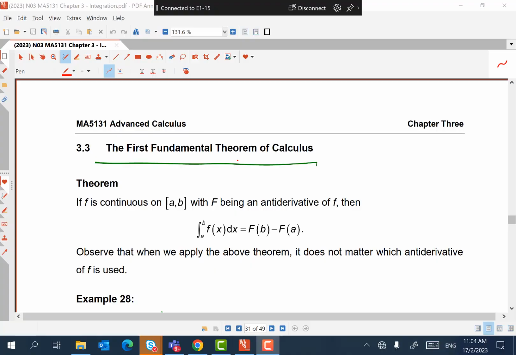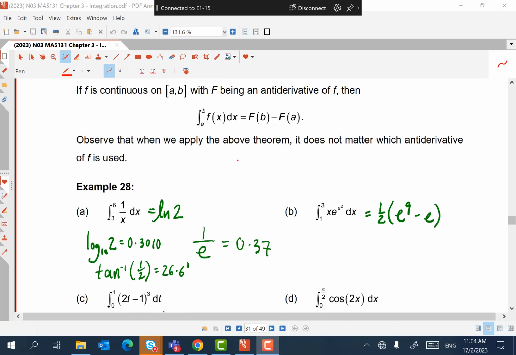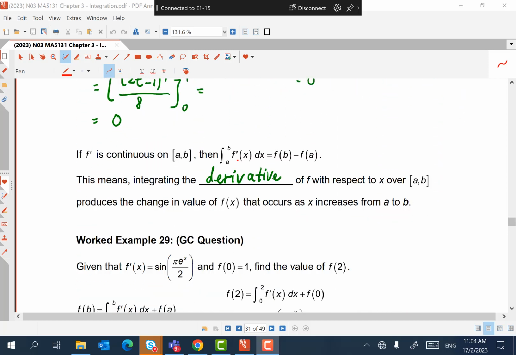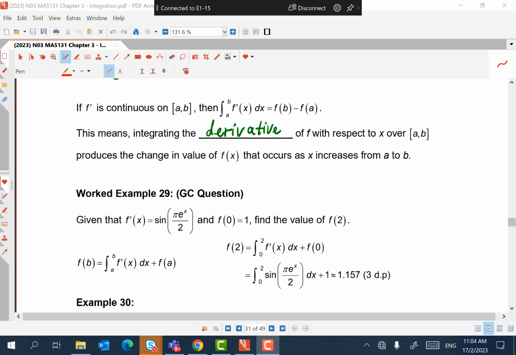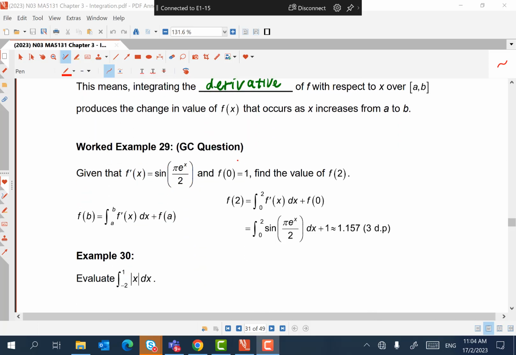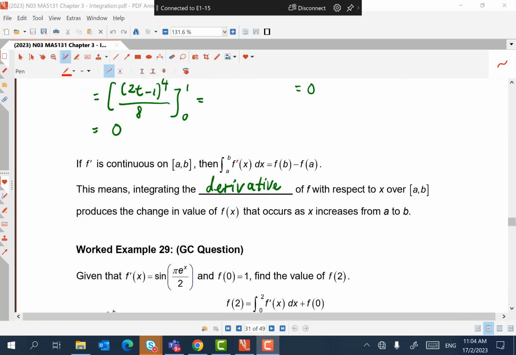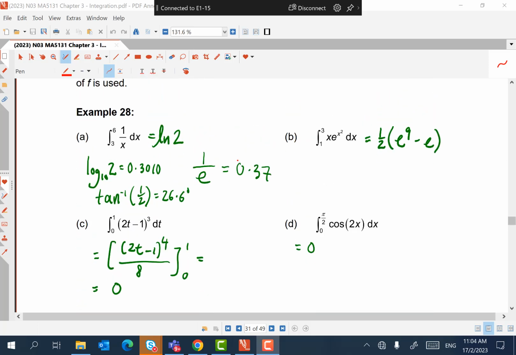The caption sounds high-sounding, but when you actually do it, it's quite easy. And we also did this question.